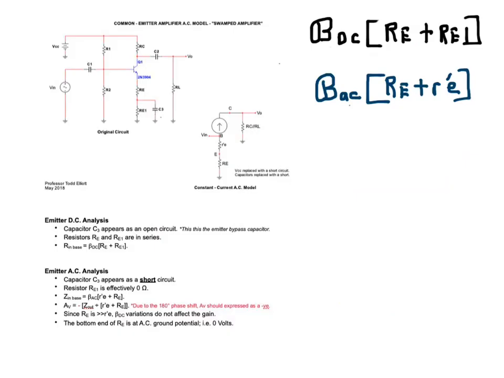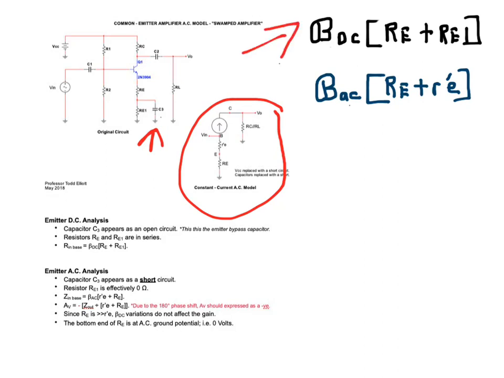Okay, and here you'll see the circuit. This is the swamping emitter bypass capacitor, and this is the DC model. Essentially, the real difference is that as far as the DC goes, when we're calculating R in base, we include both RE and RE1 because they're both exposed to the DC.